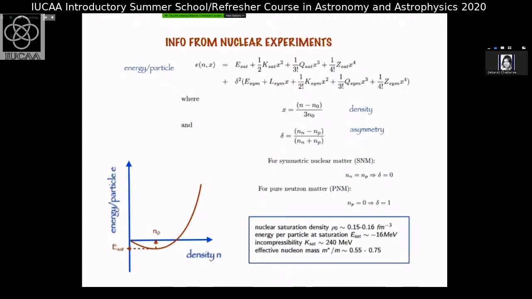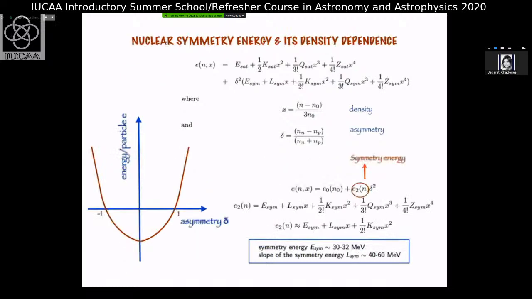The second term in this expansion is the incompressibility that I talked about, and this incompressibility is also around 240 MeV. And there is another quantity called the effective nucleon mass, so basically the in-medium mass of nucleons, but we will not talk in detail about the nucleon mass in this lecture. So now we talk about the second term in this expansion.